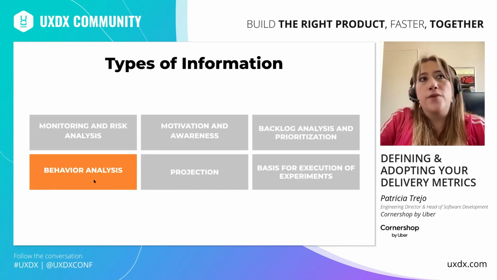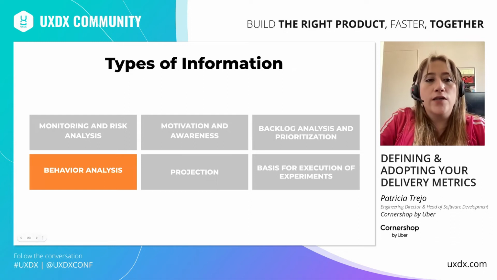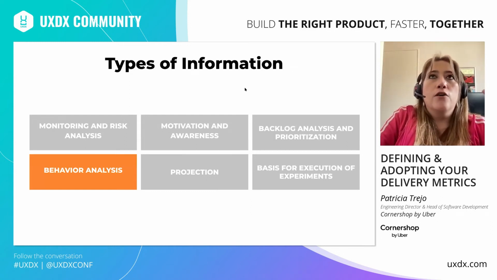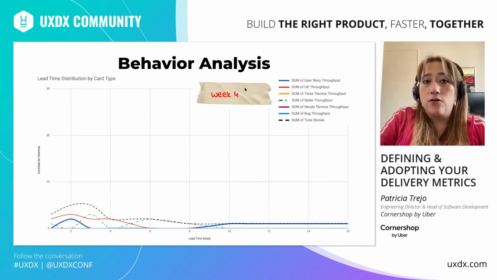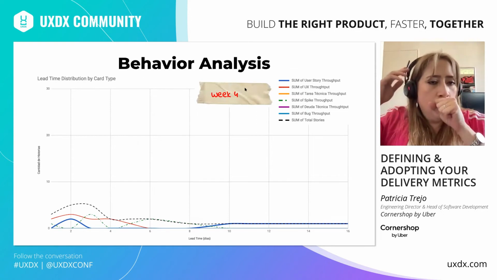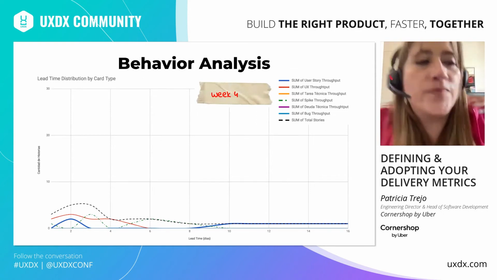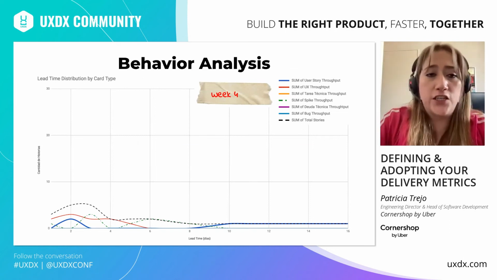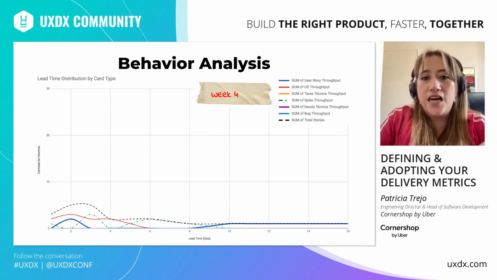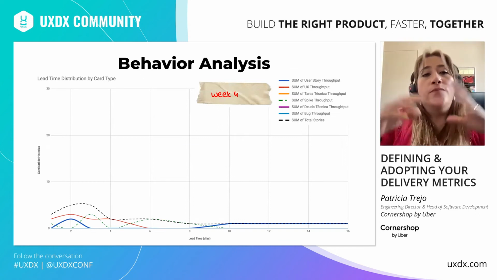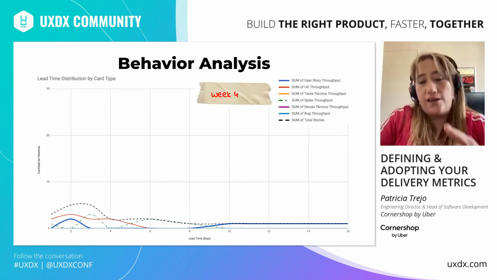So now the fourth type of information is related to behavior analysis. And here I'm going to show you a new graph based on the lead time concept. Remember the lead time concept. I told you at the beginning of this presentation that lead time is the time that occurs between a card leaving the backlog and reaching production. So this graph shows how lead time behaves.